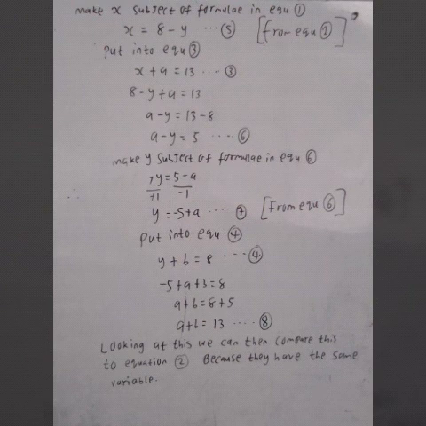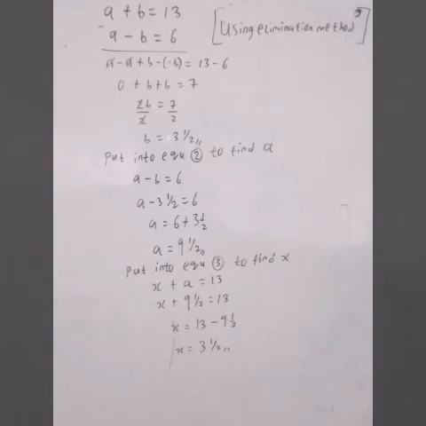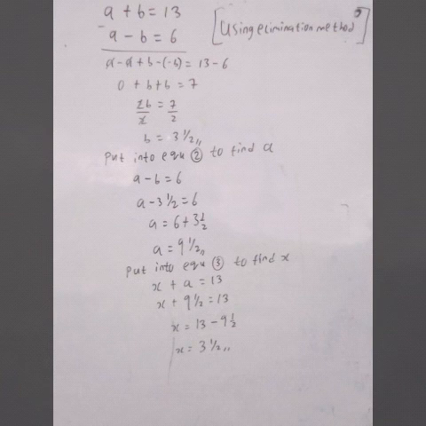From equation 6, we made y the subject of the formula to get y equals minus 5 plus a, which we call equation 7. We put it into equation 4, which resulted in a plus b equals 13. That is equation 8. Looking at this, we can see that we can compare equation 8 to equation 2 because they have the same variables. Using the elimination method, we compared equation 8 and equation 2 together, which got us the value of b, and the value of b was 3.5.